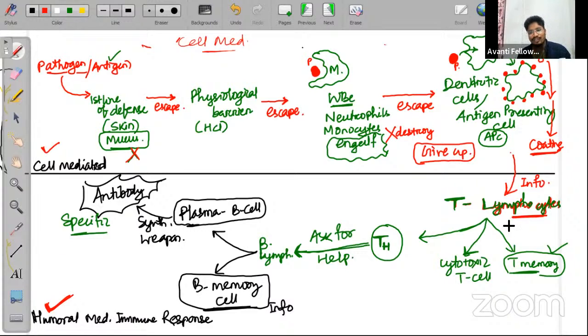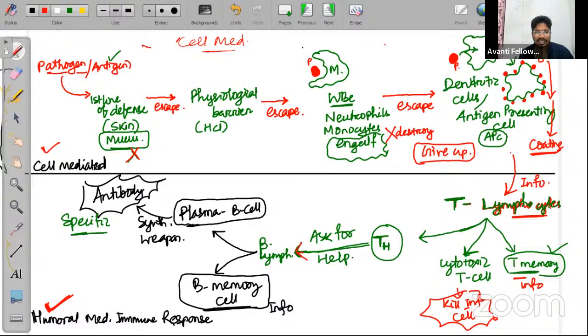The T lymphocyte will have a deep thought about this particular pathogen and will plan for it. It will divide the T lymphocyte into three categories: cytotoxic T cell, T helper cell, and T memory cell. T memory cell will give information. Cytotoxic T cell will kill the infected cell, killing our own cell, right.